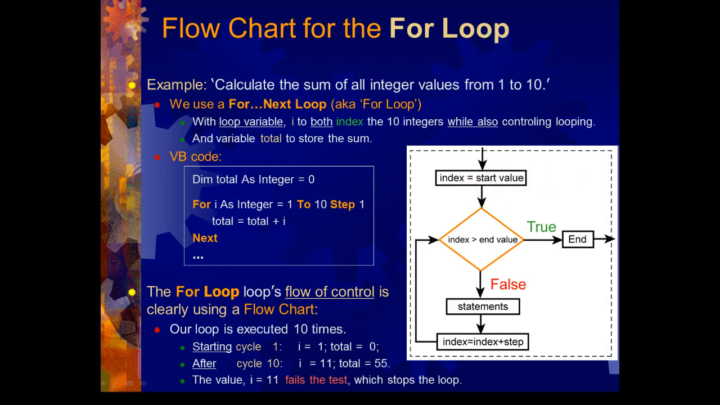Okay, use a for next loop, also known as a for loop. With the loop variable, we'll use I, and we'll use that both as the index of the integers. In other words, we're going to use it in the statements, the green part here, and it's also controlling the loop. Like I said, it doesn't always have to be in here, but we are going to use it in here. So it's going to be the index of the numbers, right?